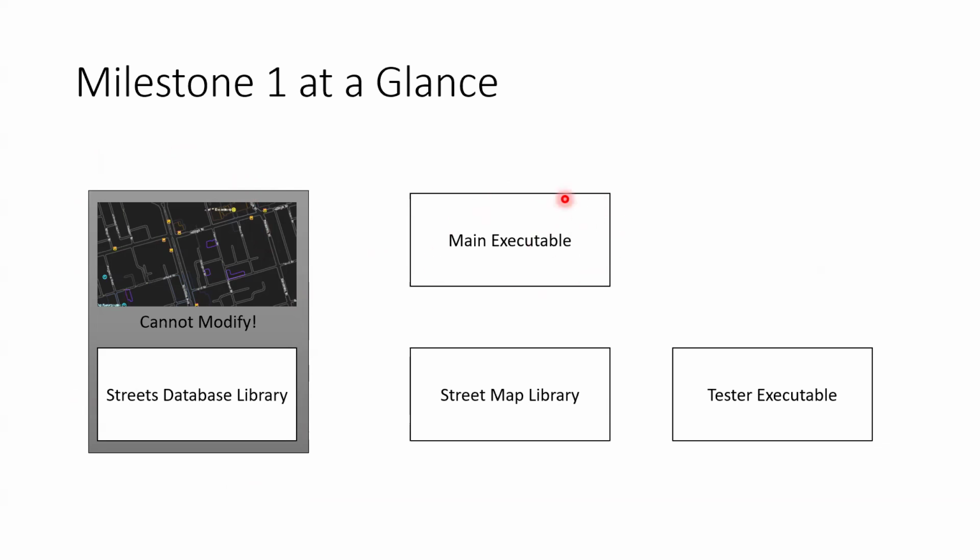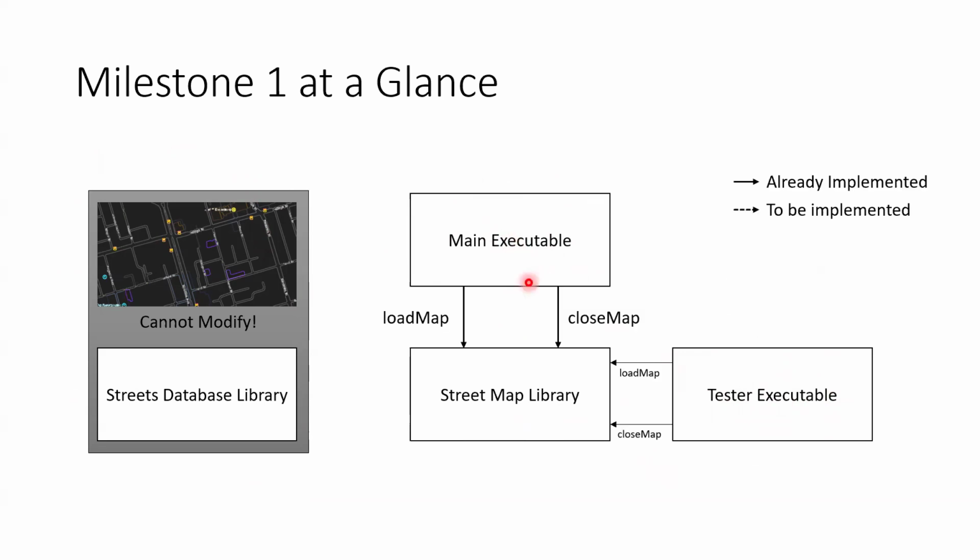You have your main executable that's called whenever you start your program. You have your tester executable that's run by the auto tester. And both of these are already implemented. The only thing you need to implement is the street map library that serves as a wrapper to the actual streets database library for load, close, queries, and etc. This is what you need to implement for milestone 1.